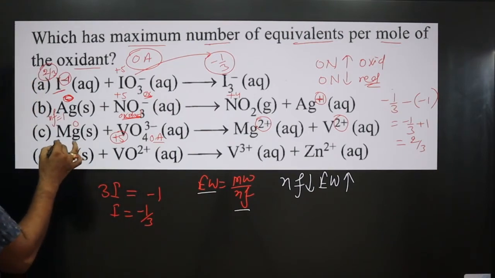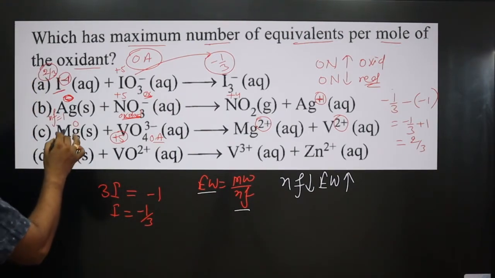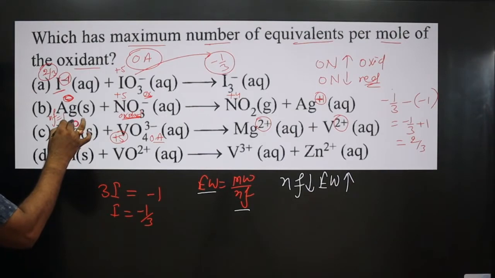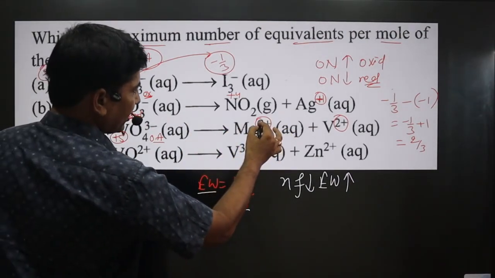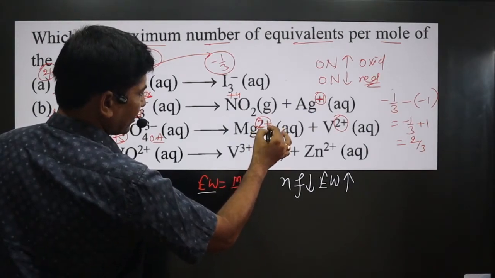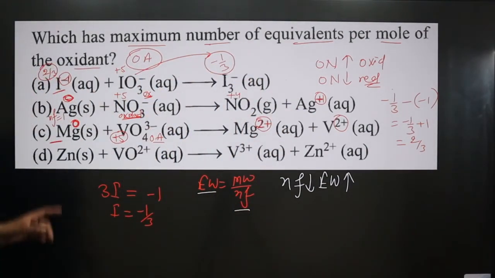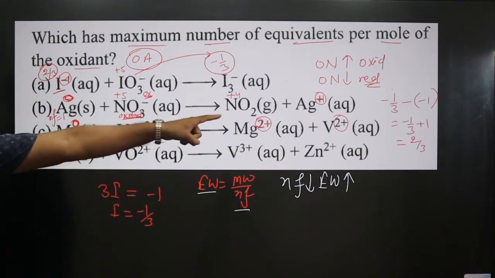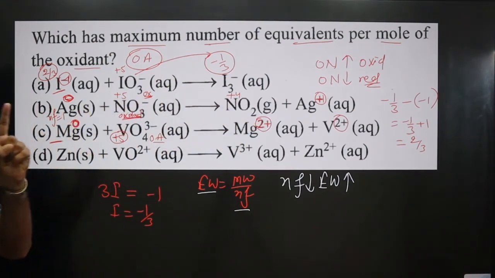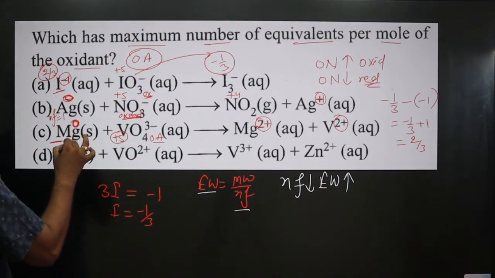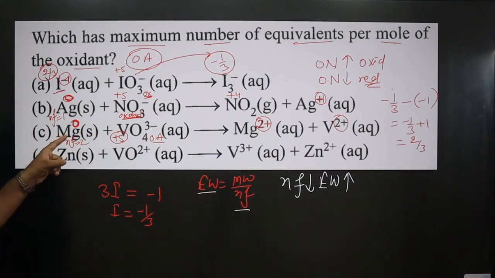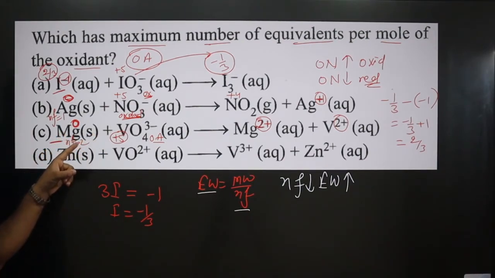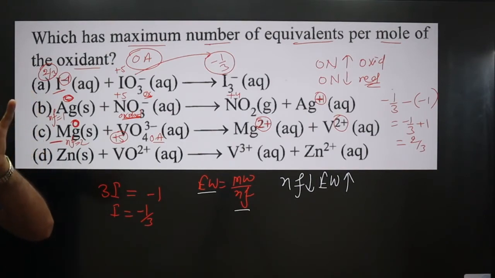Then we have the reducing agent. This is the reducing agent because you can see magnesium is present in 0 oxidation number, other side it is present in plus 2 oxidation number. Increase in oxidation number is always oxidation. Okay, now you can find the difference in oxidation number. 2 minus 0 is equal to 2 and the n factor value is going to be 2. So you can see in this case the maximum n factor value is there, so it will have minimum equivalence.